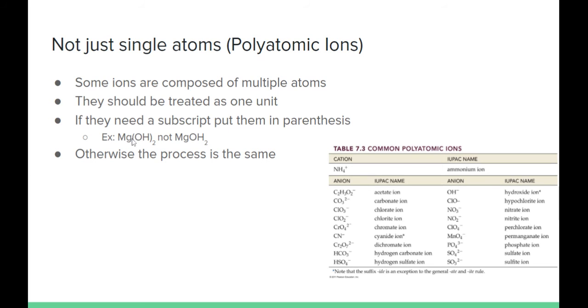So always, always, always put the parentheses around the polyatomic ion before you put a 2. Otherwise, it's the same process. We go over the same crisscross method, okay?